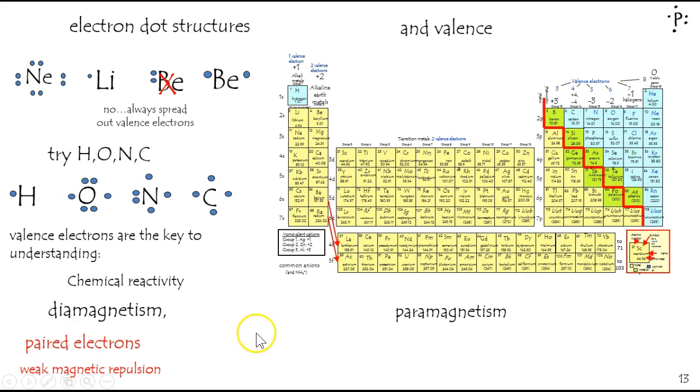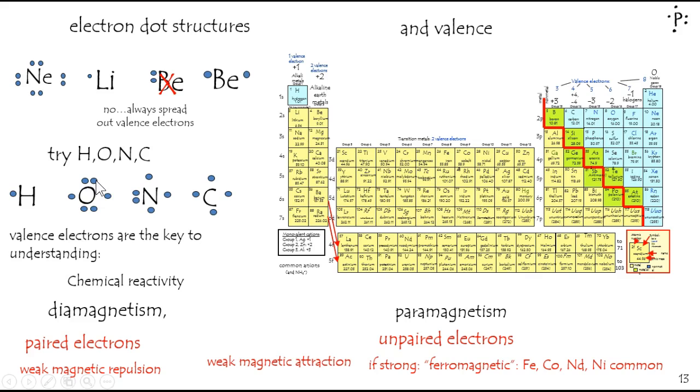Let's take one brief aside and take a look at diamagnetism and paramagnetism. Diamagnetism arises when you have paired electrons, like right here or right here. This results in a weak magnetic repulsion. Paramagnetism can result in either a weak magnetic attraction or a very strong one if they're what they call ferromagnetic. In any case, you have unpaired electrons. For example, carbon has unpaired electrons.